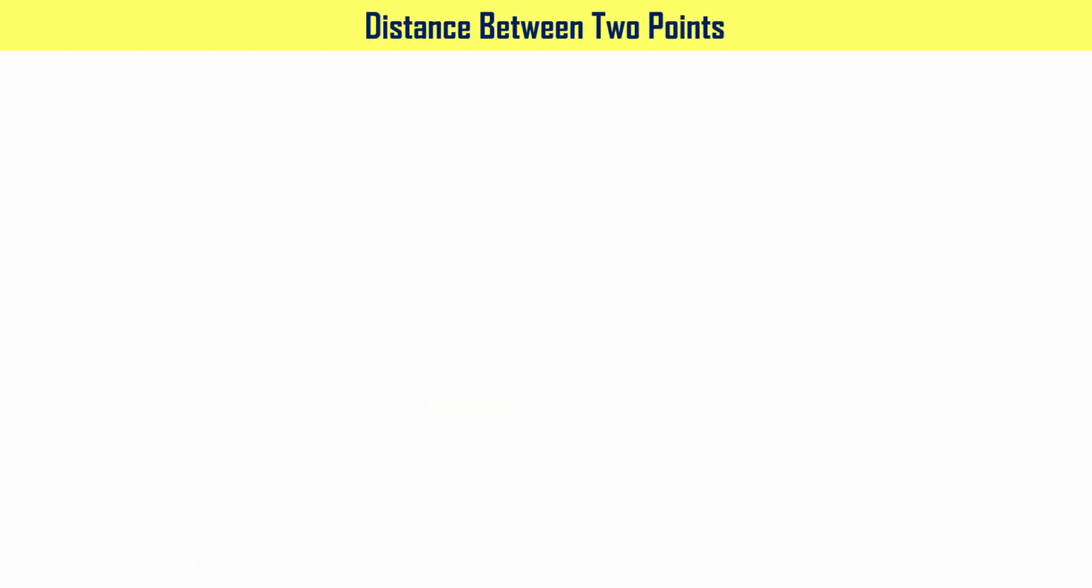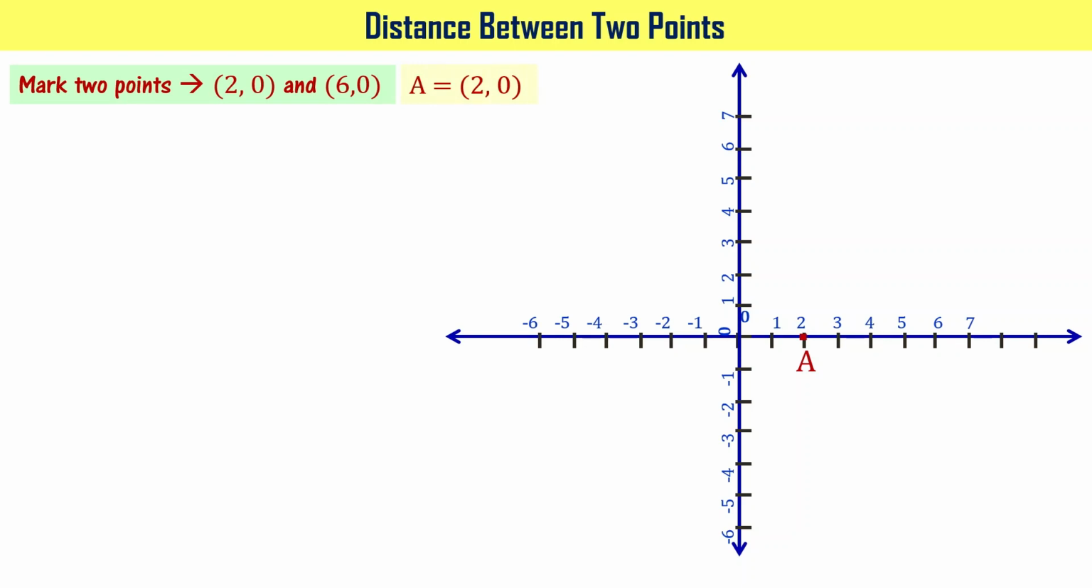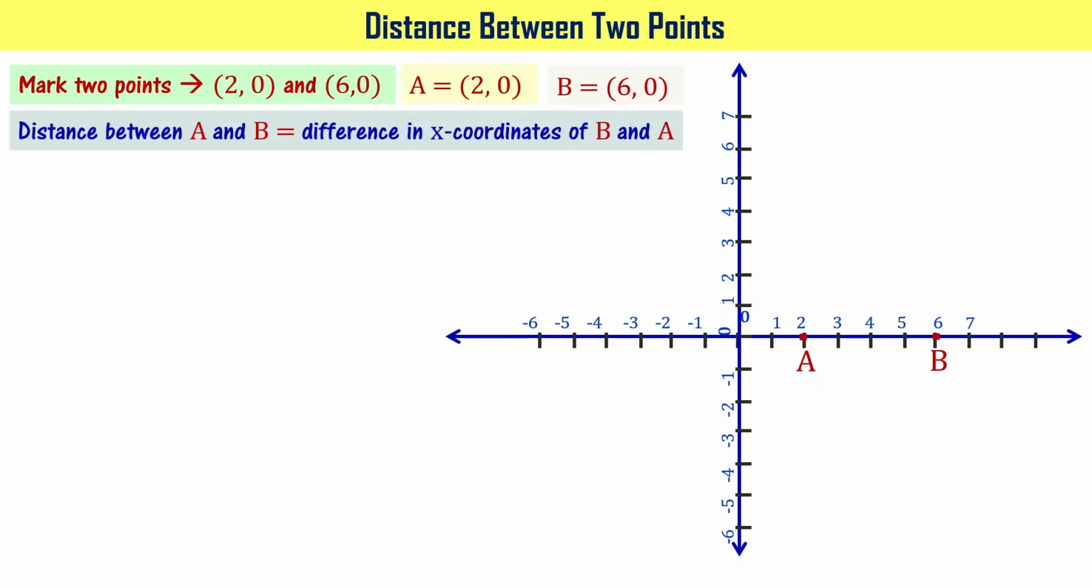Now let's learn about distance between 2 points. Let us mark 2 points, 2 comma 0 that is denoted using A and 6 comma 0 that is denoted using B. The distance between A and B can be written as the difference in x coordinates of B and A, right? So x coordinate of B is 6, x coordinate of A is 2. Their difference is 6 minus 2, that is equal to 4, right? I can say that distance between A and B is 4 units.